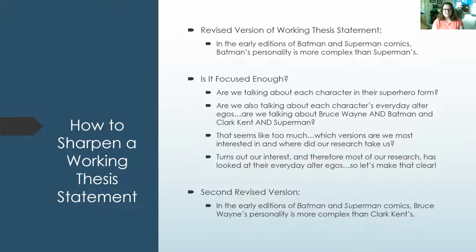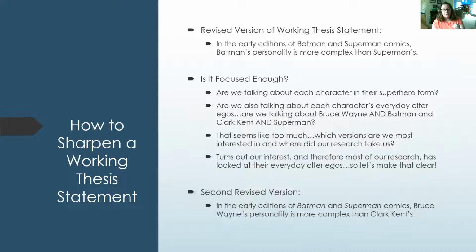Still, is it focused enough? Because there's this whole other part that we haven't looked at yet. Are we talking about each character in their superhero form? Are we really just looking at Batman when he's Batman and Superman when he's Superman? Are we also talking about their everyday alter egos, Bruce Wayne and Clark Kent? Because that seems like too much. If we're talking about Bruce Wayne and Batman and Clark Kent and Superman, that's a lot.